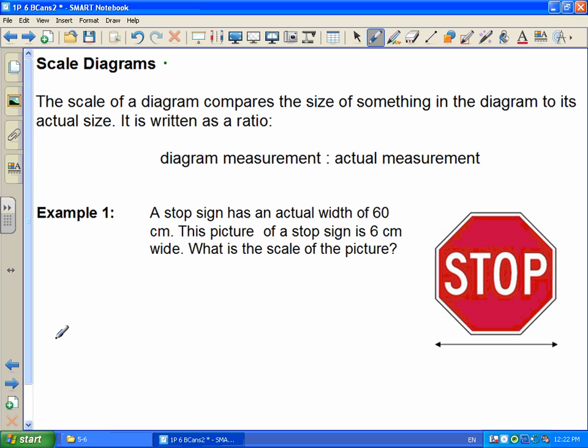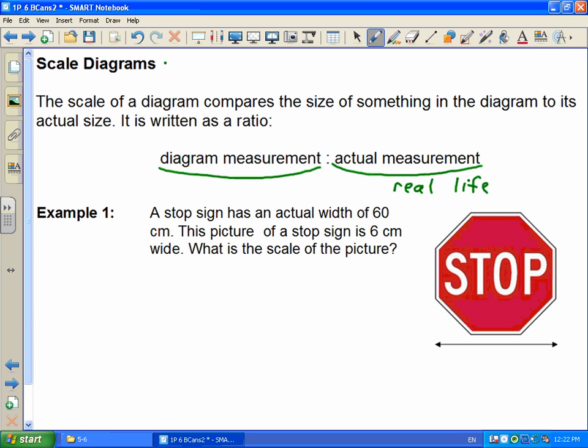So scale diagrams. Scale is a very specific kind of ratio. The scale of a diagram compares the size of something in the diagram to its actual size, or its size in real life. And it's always written as a ratio with the numbers in the same order. So you get a ratio of the diagram measurement first, so how big the thing is in the diagram, to the actual measurement, how big it is in real life. I'll just put real life down in here. Okay. So here's an example.